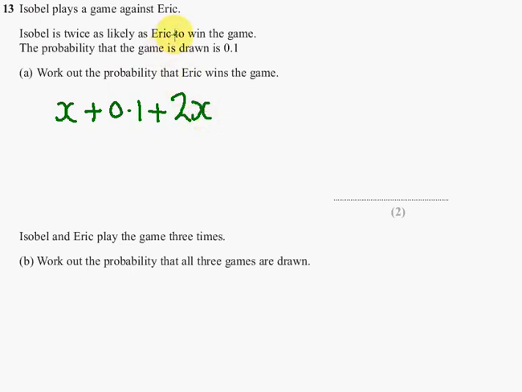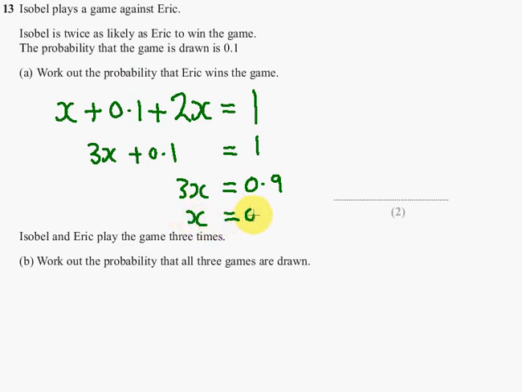x is Eric's probability, remember, equals 1. Okay, all of those win, draw, and lose should add up to 1. So that's going to be 3x plus 0.1 equals 1. So we're trying to find x, which is Eric's probability of winning the game. So we need to take away 0.1 from both sides. So 0.9 equals 3x. So x must be 0.9 divided by 3, which leaves us with 0.3. So x equals 0.3, which is the final answer.